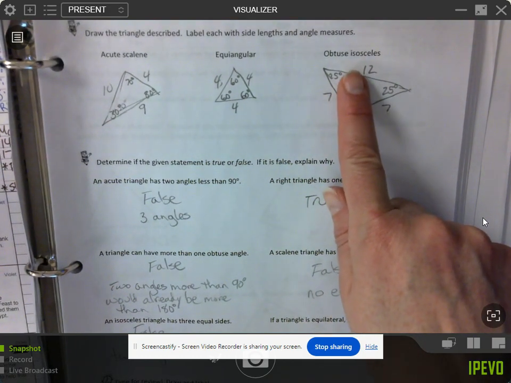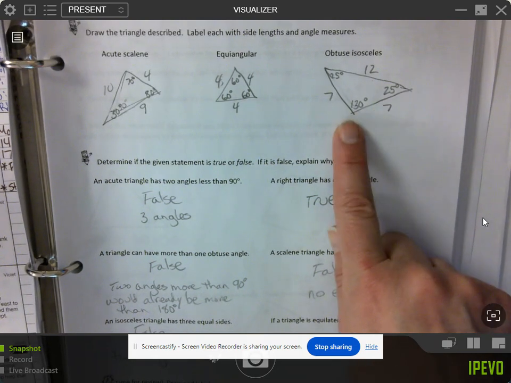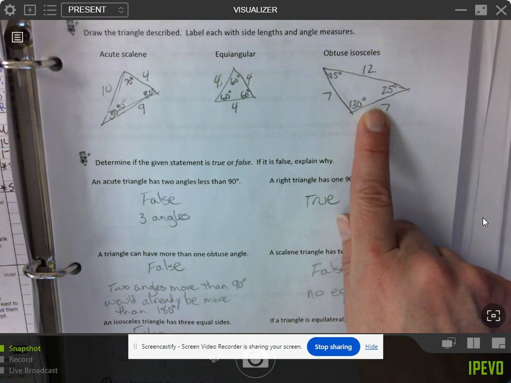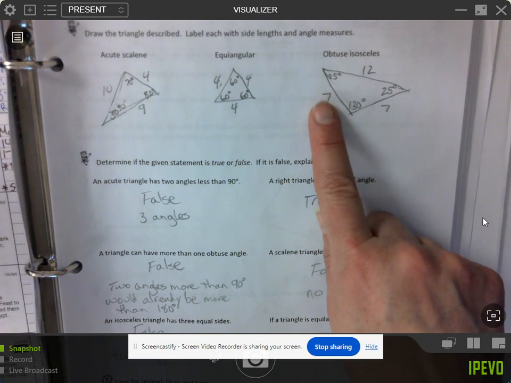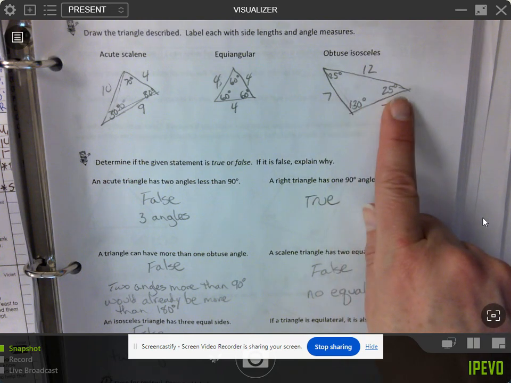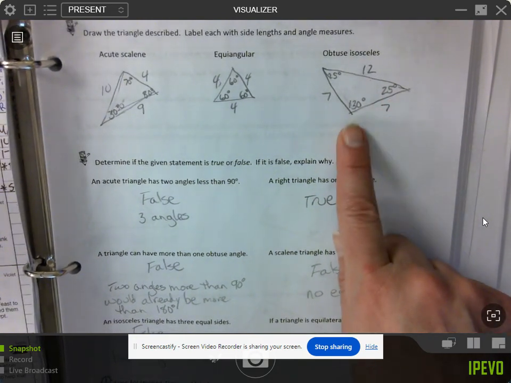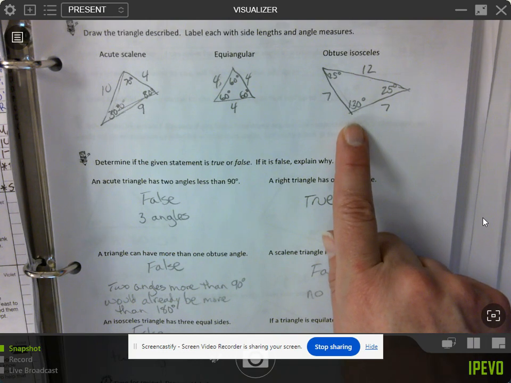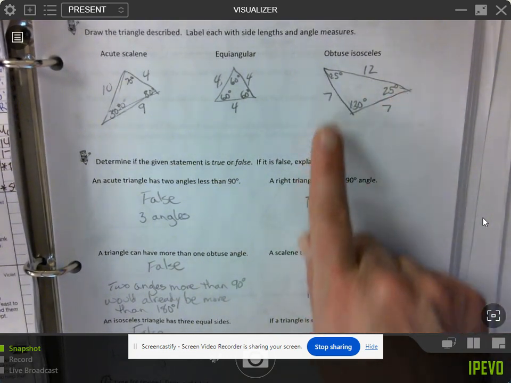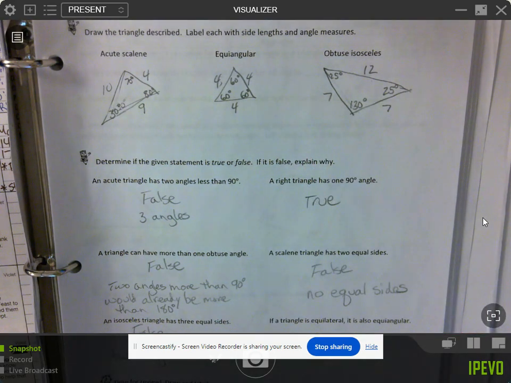And an obtuse isosceles. So obtuse means one angle is bigger than 90. So I put mine as 130 degrees. It's isosceles, so that means two sides are the same measurement. So these two angles are the same measurement. So if this is 130, I have 50 degrees to work with. So I have 25 and 25. Isosceles means these two sides are the same measurement.